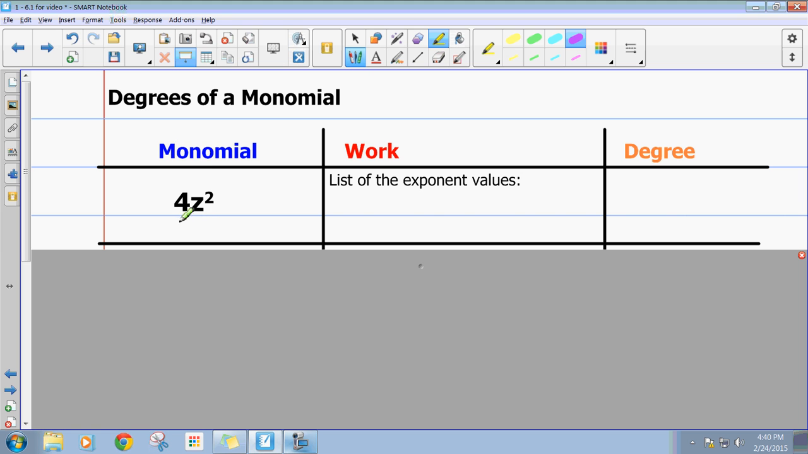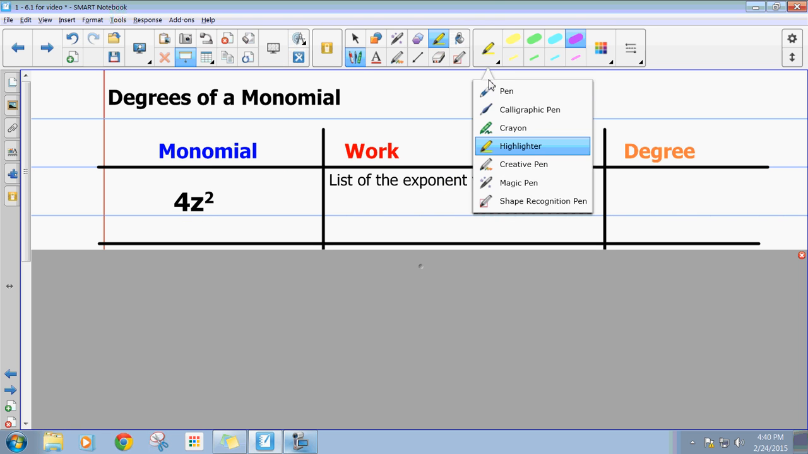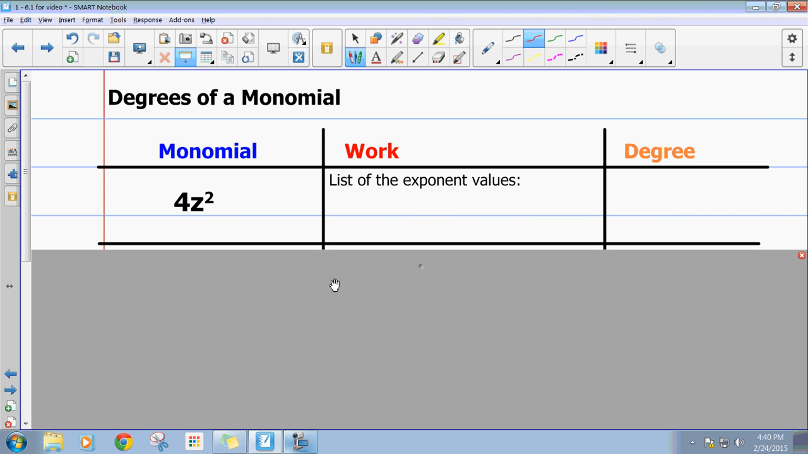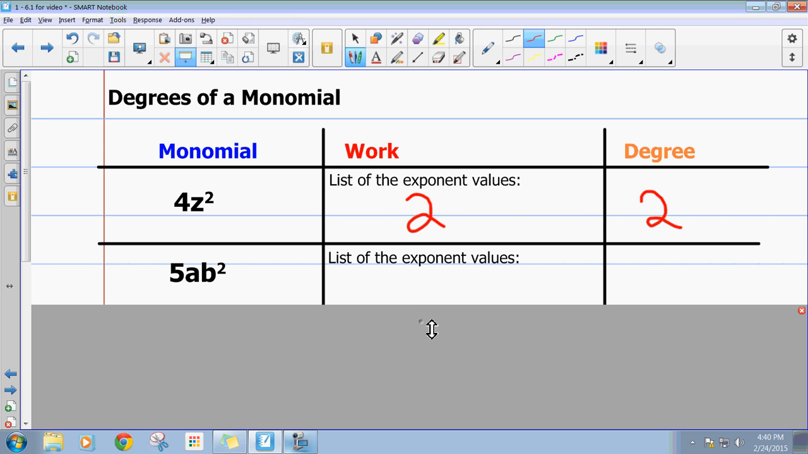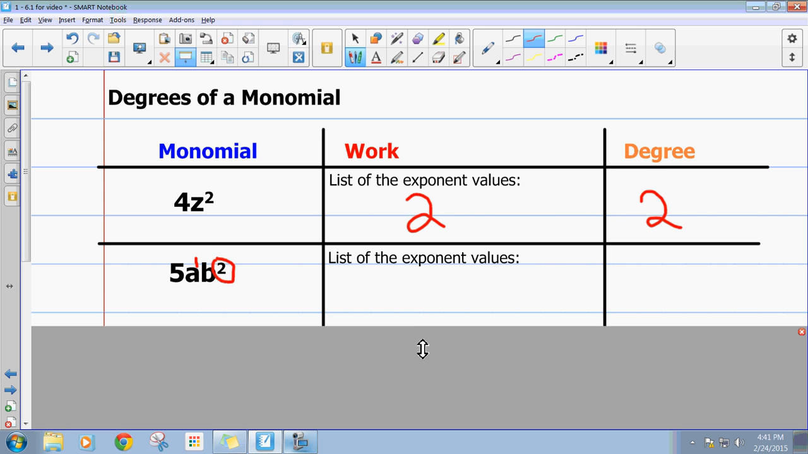Here we have a monomial, 4z squared. We're going to list the exponent values. The exponent for z is 2. It's the only number we have, so the degree is 2. Next, 5ab squared. The b has an exponent of 2, but the a also has an exponent. It has that 1 that we don't need to write down, but we need to be aware of. So the exponent values that we have are 1 and 2. The sum of those is 3. So the degree of the entire term is 3.